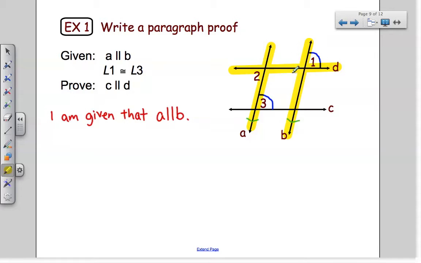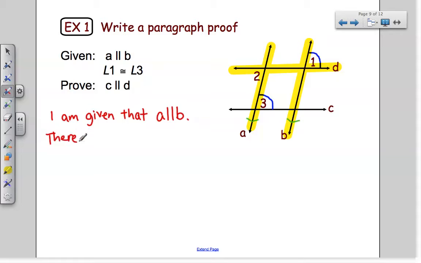Well, actually, take a look at 1 and 2. If I know A and B are parallel, which I do, angles 1 and 2 are what kind of angles here? You should be thinking these are alternate exterior angles. And if A and B are parallel, what do you know about alternate exterior angles if you have parallel lines? You know that those angles are congruent. So I am given that A is parallel to B. This allows me to say that angles 1 and 2 are congruent because they are alternate exterior angles.